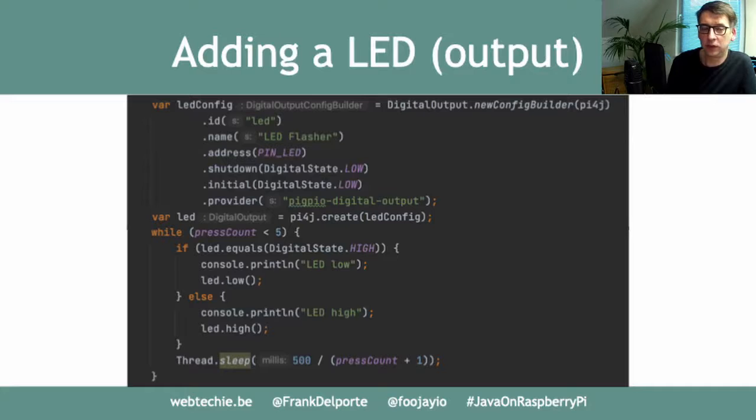On the other hand, you can also define an output. So the LED is an output. You want to turn it on and off again. So here we have this configuration that we have to do, a config builder that you can use of the digital output. We create the LED and then we can interact with this LED. So we can put it low or high, on or off. So that's how you interact with a LED.